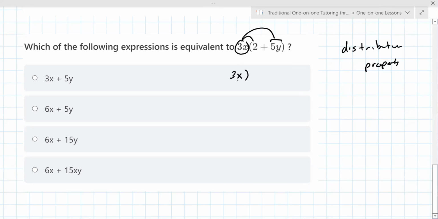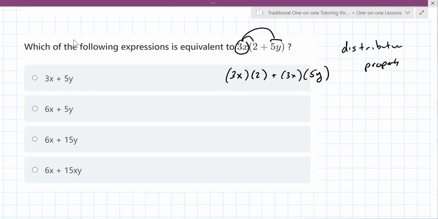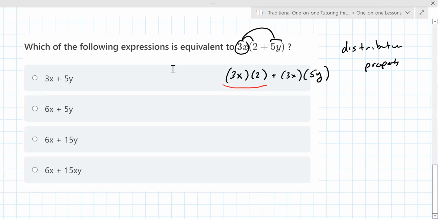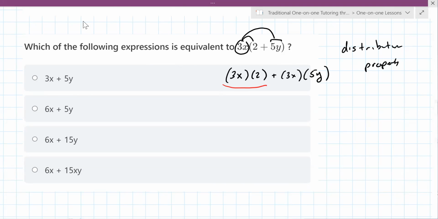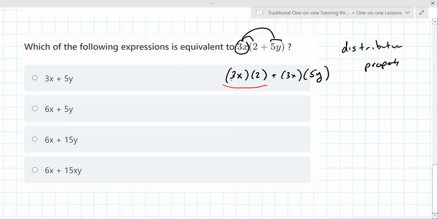So it's 3x times 2 plus 3x times 5y. Let's take a look at the first term, 3x times 2. When you have something like this, you multiply the numbers together. So 3 times 2 gives you 6, 6x. And notice that eliminates at least answer A as an example here. It would be the last one, right? It's the last one, yeah.